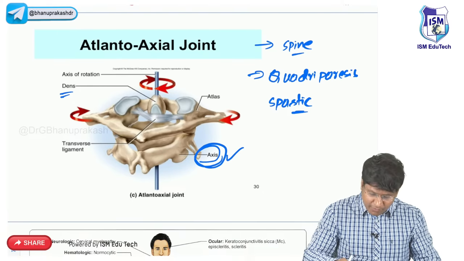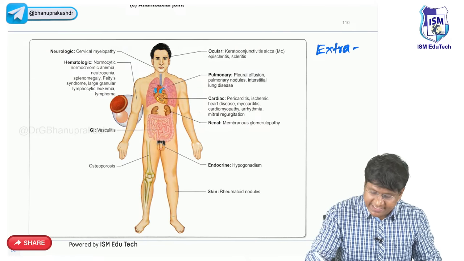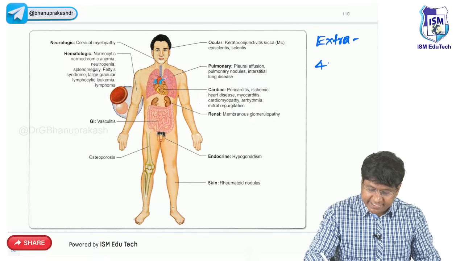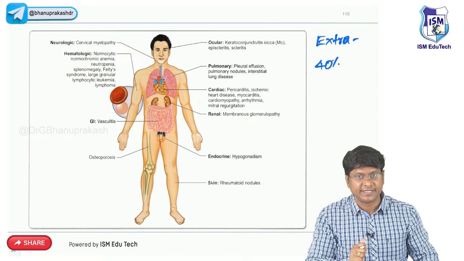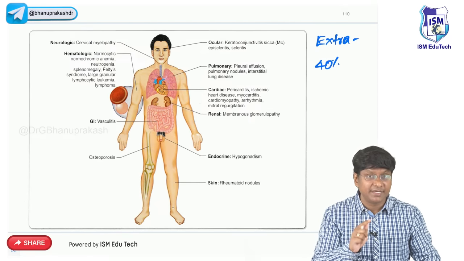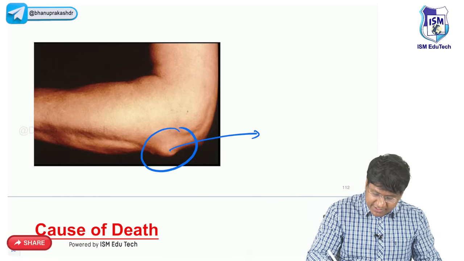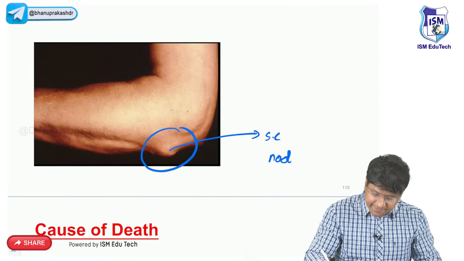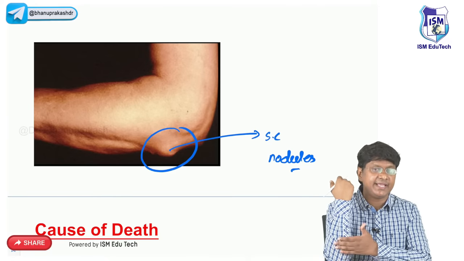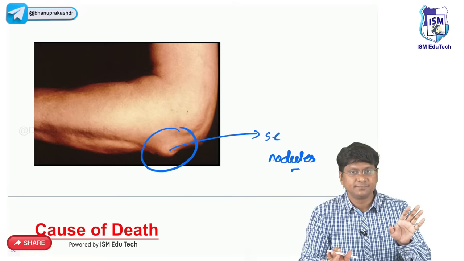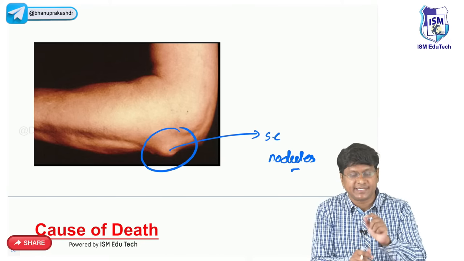Right, next. Then followed by that, the extra articular involvement. In 40% of patients with rheumatoid arthritis, you have the extra articular involvement, that is multi-system involvement will be there. And among all these systems, remember, the most common extra articular manifestation is the presence of subcutaneous nodules. And these subcutaneous nodules are present on the extensor area of your forearm and they are non-tender.